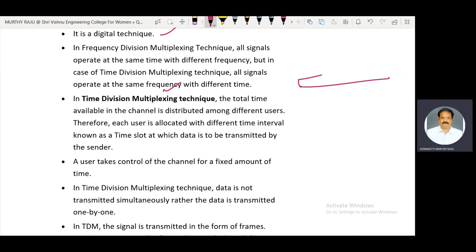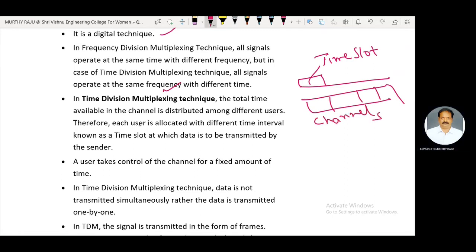In TDM, the channel is divided into time slots. In FDM, the channel is divided into sub-channels. In time division multiplexing, the total time available in the channel is distributed among different users.